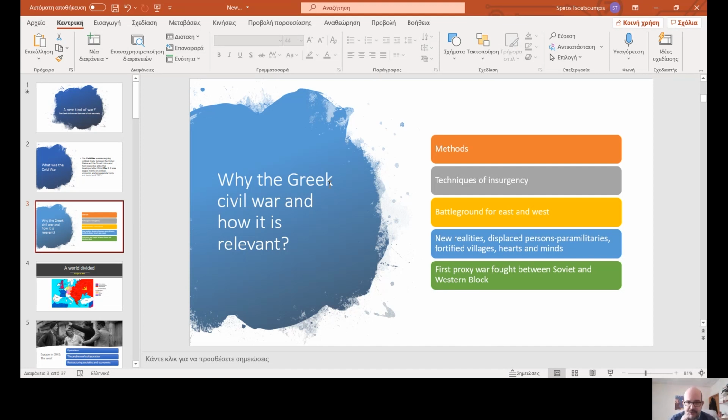So the Greek Civil War is very important for two reasons. First, both insurgents and incumbents use a series of techniques that will become commonplace in the subsequent decades, and also because it was the first proxy war between East and West. And it was there in Greece where the antagonism crystallized, and East and West now begin to see themselves as hostiles, as enemies, and to prepare for other confrontations.